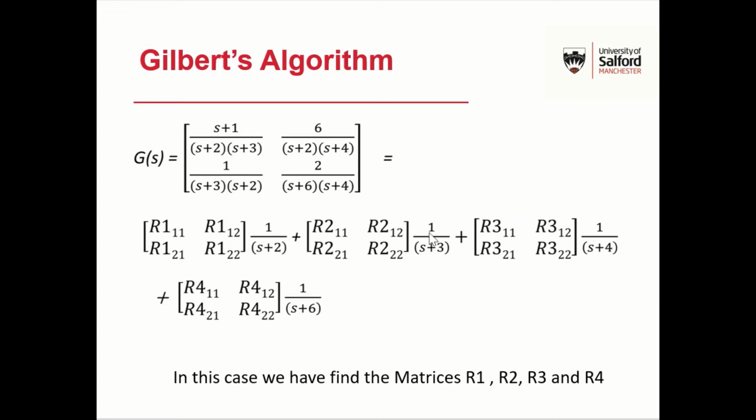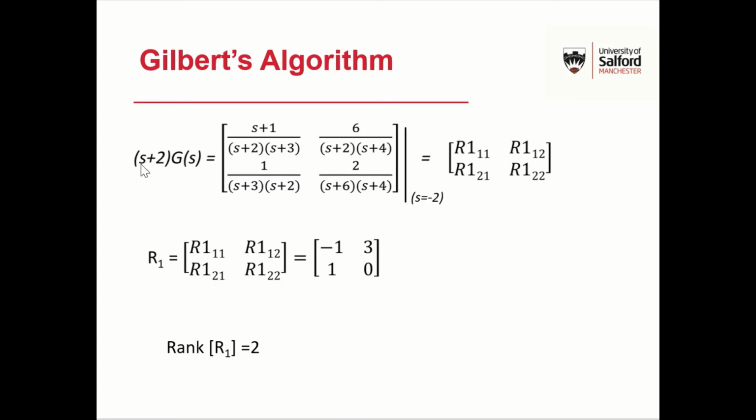So you'd get an S plus 2 here, S plus 2 here, and S plus 2 here. But when you evaluate at minus 2, these terms disappear, and that just cancels, giving you S plus 2 times this equal to this term here. So that's what we've done here. We multiplied S plus 2 by the transfer function, evaluated at S is minus 2. That gives us just the R1 matrix.